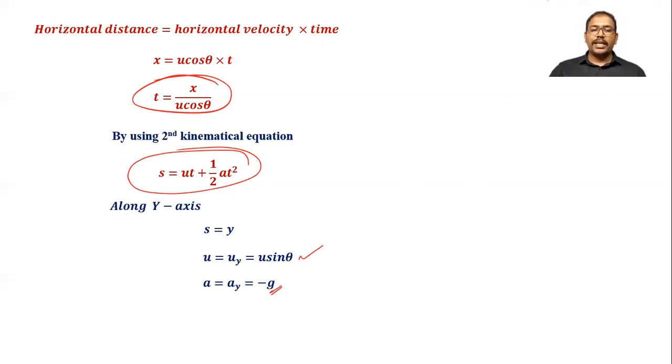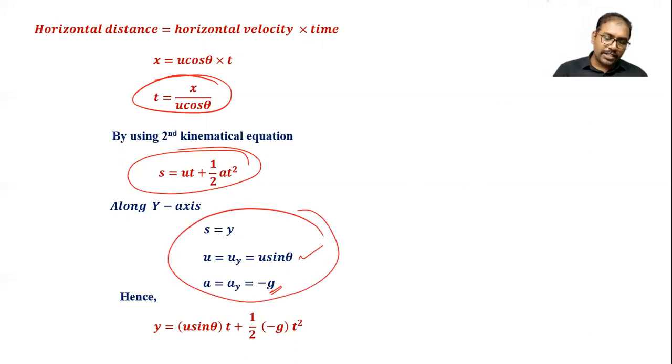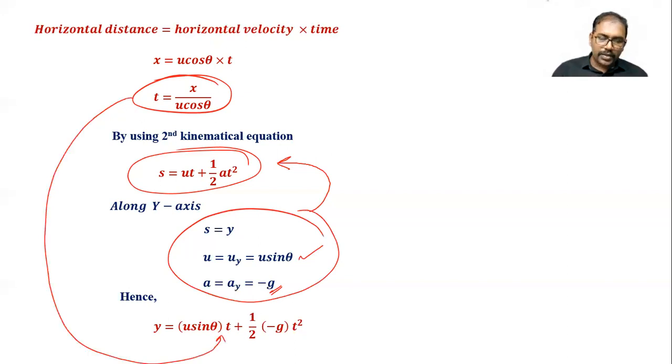You remember one thing here, acceleration due to gravity is always acting in a downward direction. So it is always negative, so we always use minus g. Hence, we can write this second kinematical equation by substituting all these terms. So y is equal to u sin theta into t plus 1 by 2 into minus g into t square. And this t we can substitute here as well as here. Then what do we get in the next step?